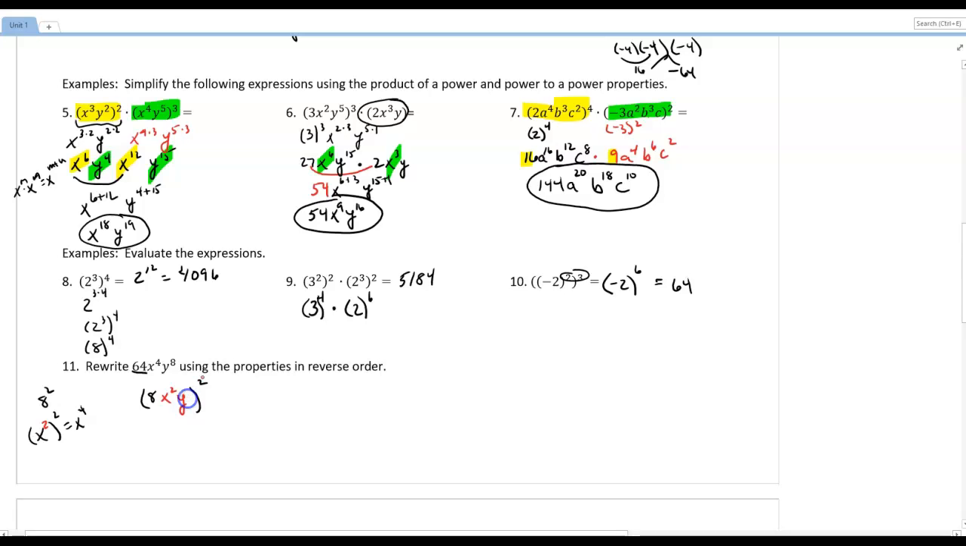Then y to what power raised to the 2nd power would give me y to the 8th? Well, what times 2 would give me 8? 4, so y to the 4th power. So this is equivalent to 64x to the 4th, y to the 8th.